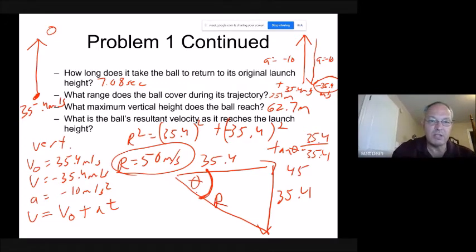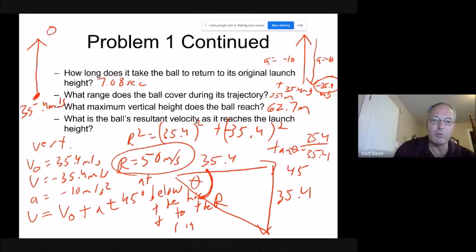So our answer here is going to be 50 meters per second at 45 degrees, and that would be below the horizontal and to the right. So that's how you would want to write out this answer. Our velocity is 50 meters per second, and we would want to write 50.0 with sig figs at 45.0 degrees below the horizontal and to the right.